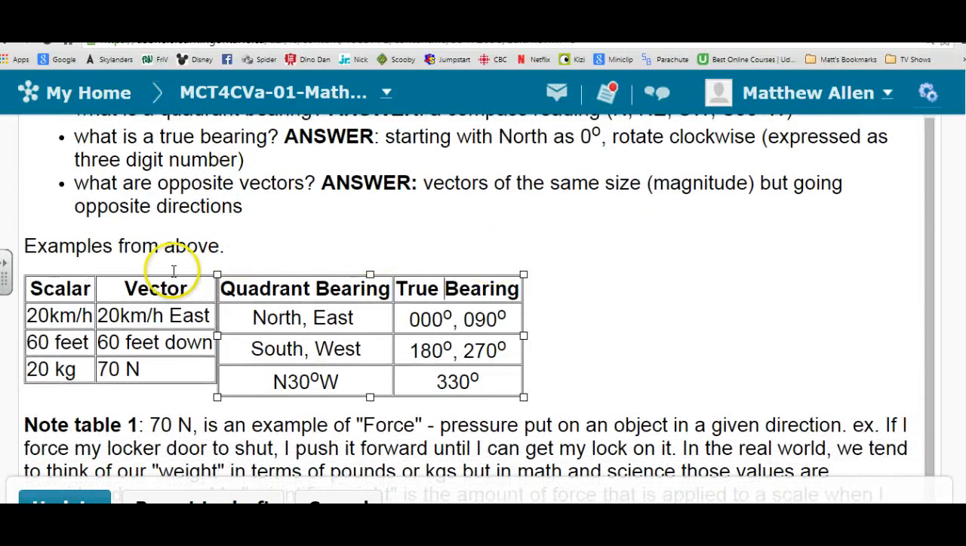So just a couple of examples here. And again, you can see that when you look at a scalar and a vector, the only difference is the direction. A scalar value of 20 kilometers per hour is just talking about the speed. 20 kilometers per hour towards the east is a vector value. It's a velocity. And again, the only difference is that I know the direction in this case. 60 feet versus 60 feet down, 20 kilograms versus 70 newtons.